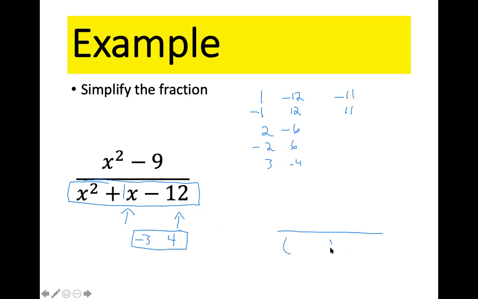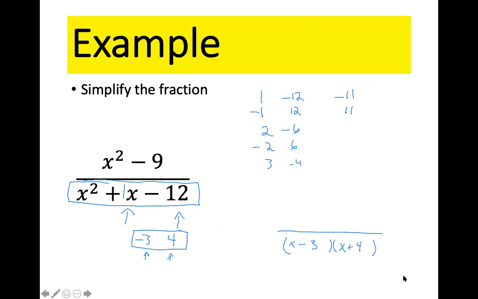You remember this is 2 parentheses, a binomial times a binomial, where these numbers represent what happens after the x. So x minus 3, x plus 4. You guys remember doing this?